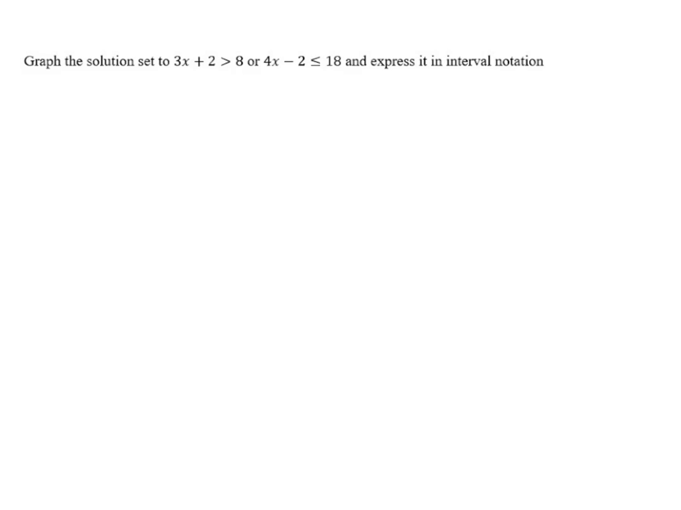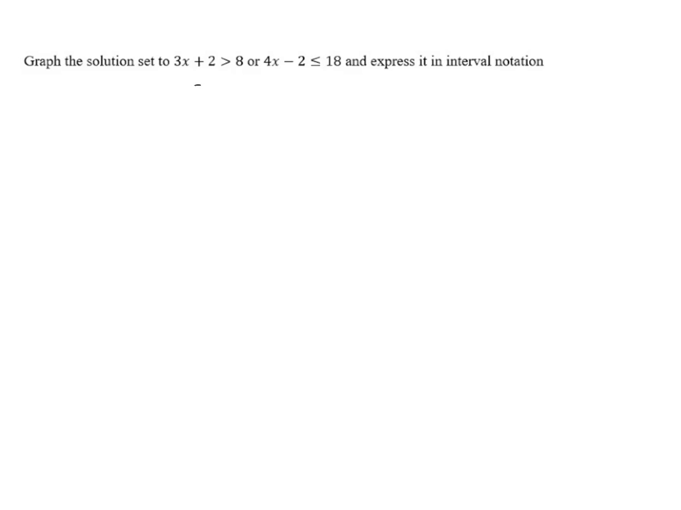Graph the solution set to 3x plus 2 is greater than 8, or 4x minus 2 is less than or equal to 18, and express it in interval notation. Again, we have an or inequality, but before we graph either of the individual inequalities, we have to solve them for x, because neither of these are in their solved forms.